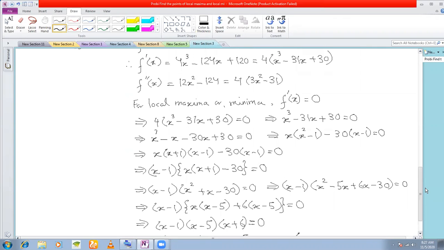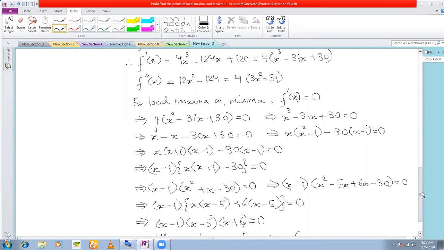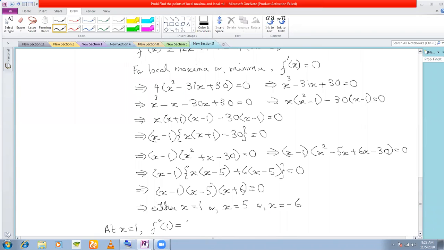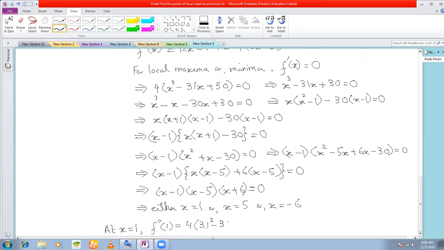f double dashed 1, in fact, f double dashed 1 is how much? What is the expression for f double dashed x here? 4 times 3x square minus 31. 4 times 3 into 1 square minus 31. So this comes to 4 times 3 minus 31, which is greater than 0 or less than 0? We don't need to calculate. We just need to see whether it is positive or negative. Is this positive or negative? Negative.